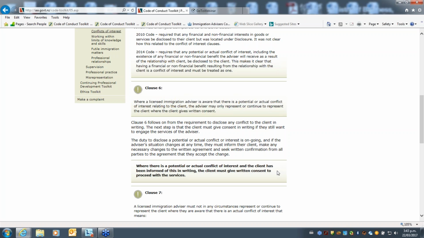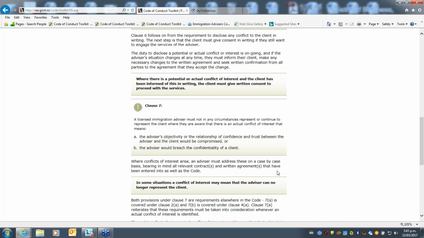with full information. And then clause 7, I guess, is a little less black and white, and this really requires you to think about the circumstances.